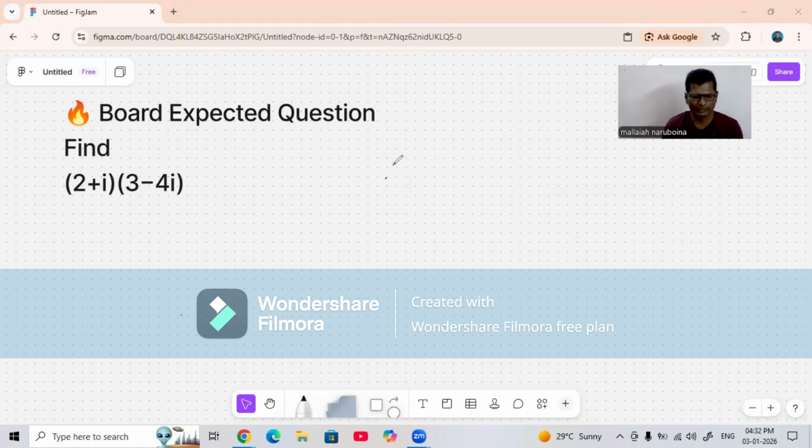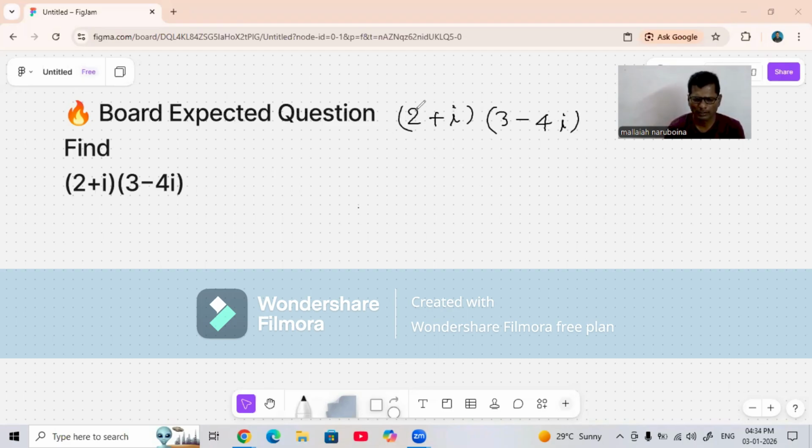Find (2 plus i) into (3 minus 4i). Now we have to perform multiplication. See, first write 2 into 3, that is 6, plus into minus is minus, 2 into 4, that is 8. Now we multiply two complex numbers. One is 2 plus i and the other is 3 minus 4i.